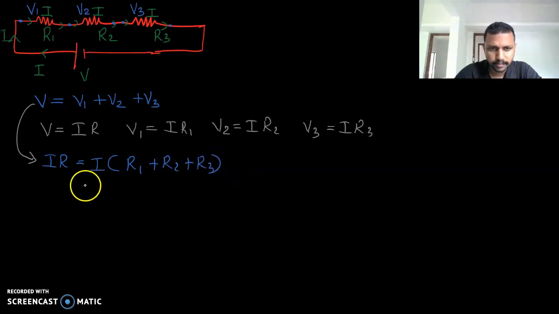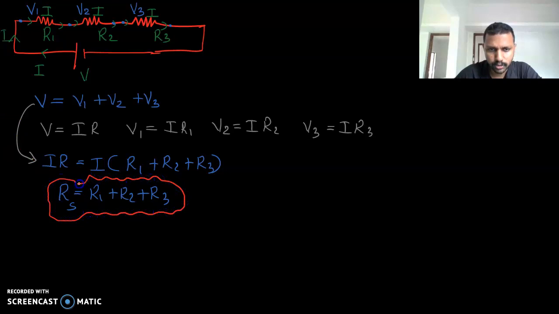Hope you are following this. Then we could cancel this I and I. We'll get R is equal to R1 plus R2 plus R3. And what's this combination? This is series combination. Therefore, I could write Rs is equal to R1 plus R2 plus R3. This is the expression that we have to remember for series combination of resistor.